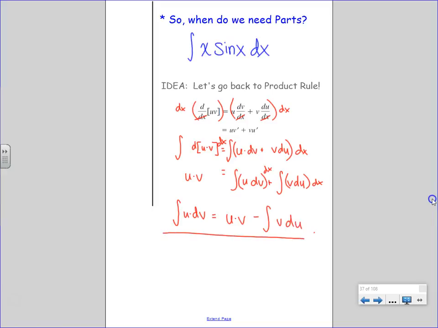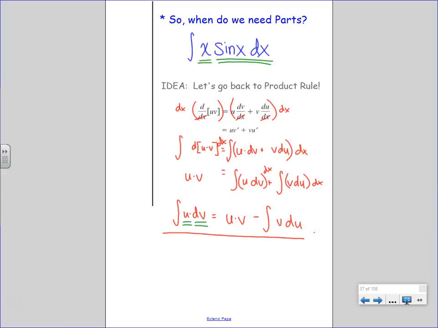Guess who was in that big old box that I showed you for section 7.3? This formula. But why is this formula helpful? Because I can look at an integral with seemingly two unrelated pieces, and I can separate how I solve.